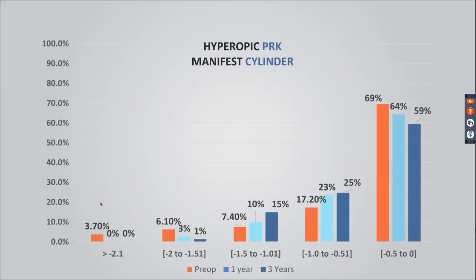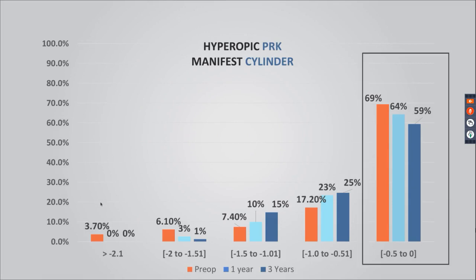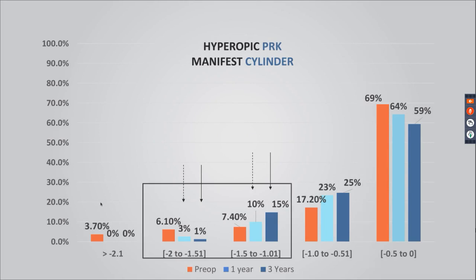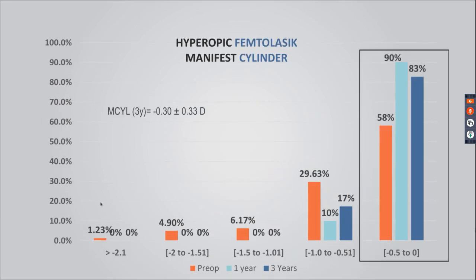If we look at the cylinder data, it's the same. We see the same thing. At 3 years, 59% of PRK were within 1 diopter. However, 16% were within half diopter, but 16% had more than 1 diopter, 1.25 or 1.5 and on. While if you compare with femtoLASIK, the femtoLASIK had better results. At 3 years, 83% had plus or minus 0.5 diopter with no eyes more than 1 diopter.